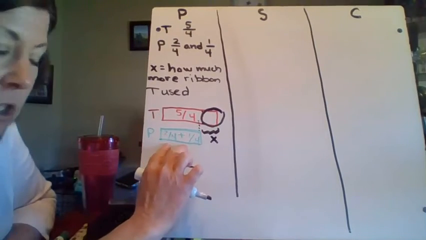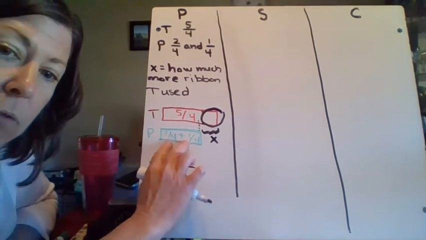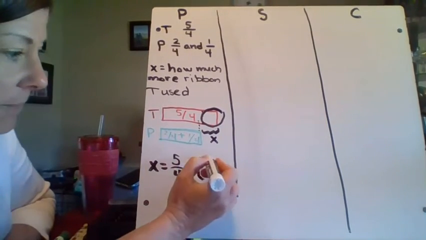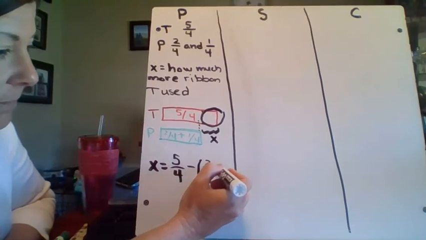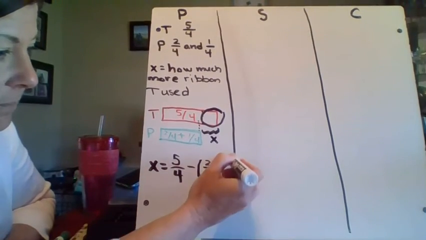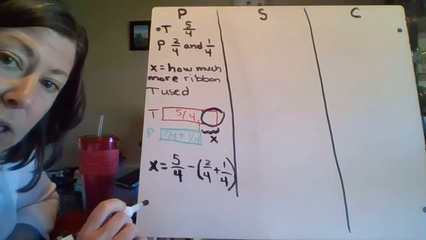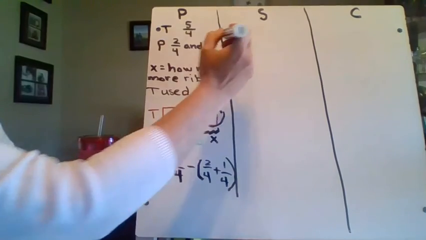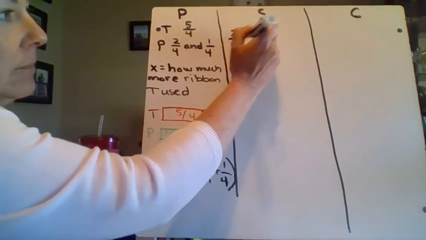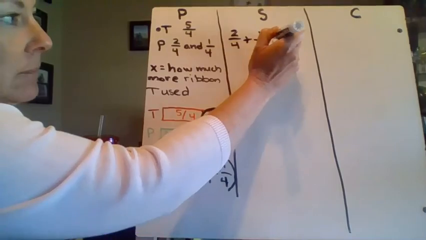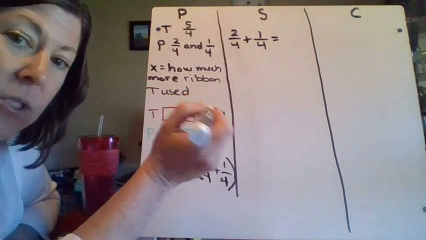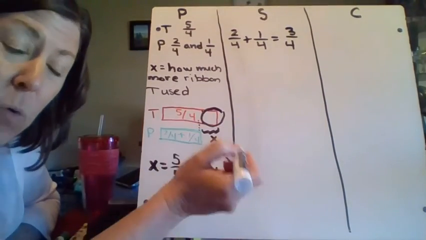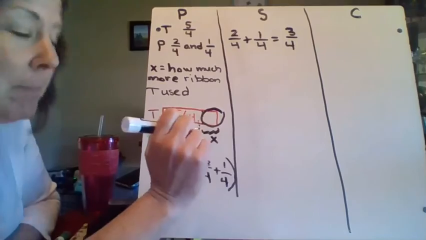What do I use to show that I have to do 2/4 plus 1/4 first? I'm going to use parentheses. So first, in order to solve this, I have to figure out what Paula used. And Paula used 3/4 ribbon, 3/4 of a foot.